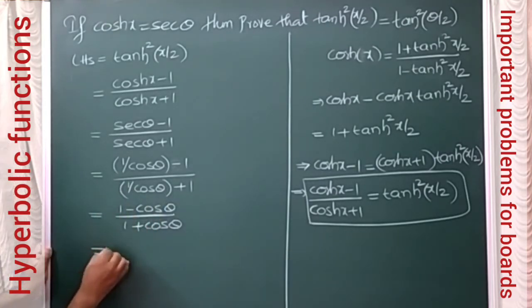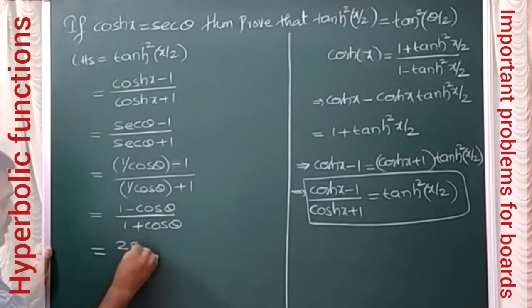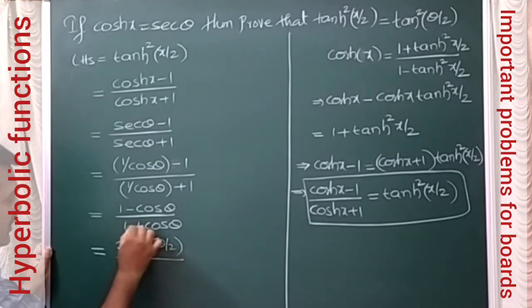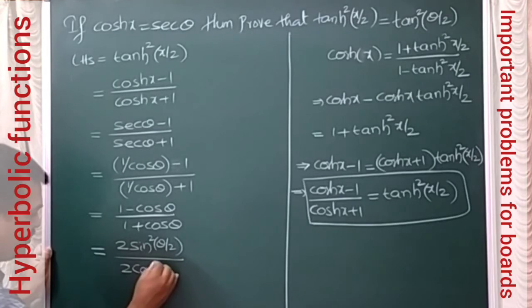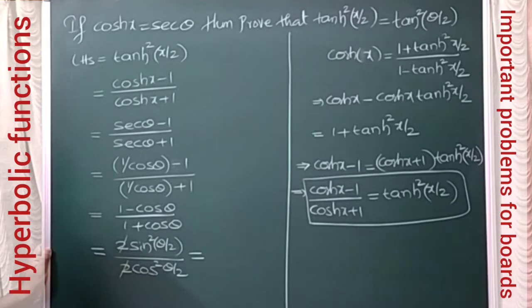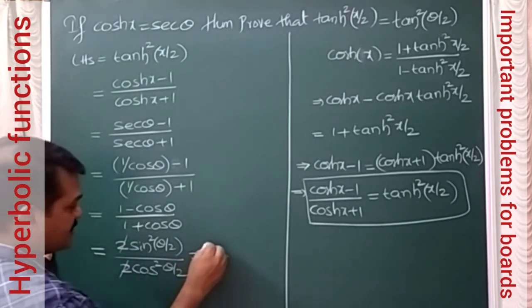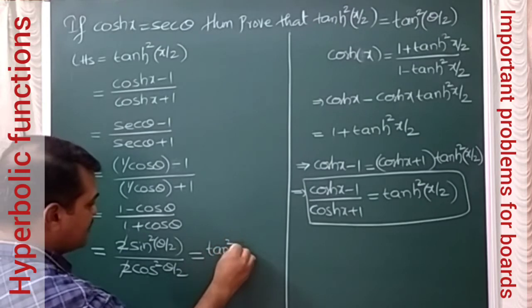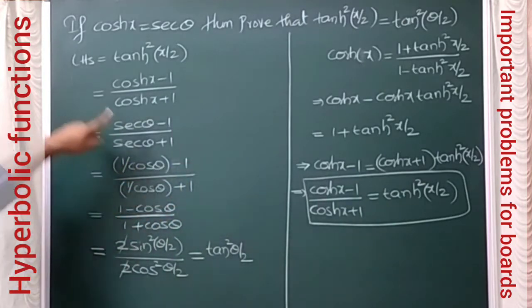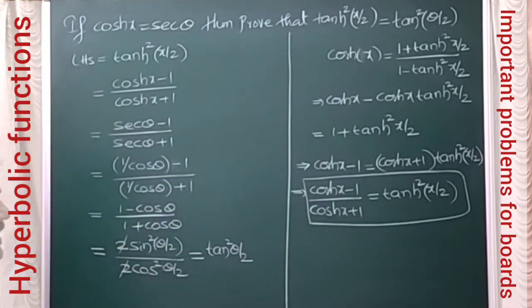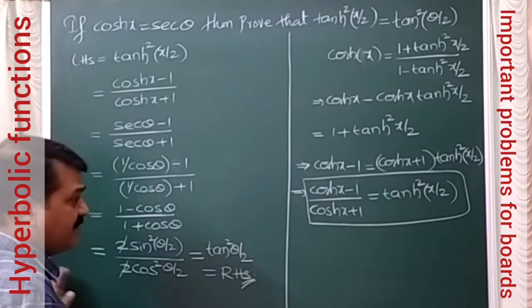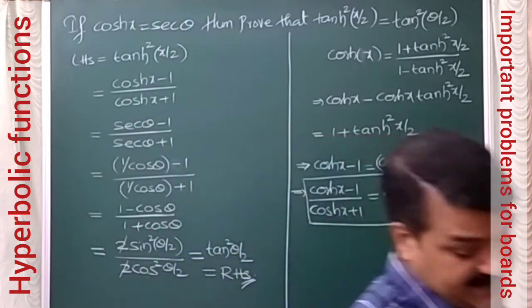And we know that 1 minus cos theta is 2 sin squared theta by 2. 1 plus cos theta is 2 cos squared theta by 2. This 2 I can cancel. So sin squared theta by 2 by cos squared theta by 2 means we will get tan squared theta by 2. And that is what we have to prove. So we have taken LHS, we got the RHS. So this is equal to RHS and hence the required proof is completed.